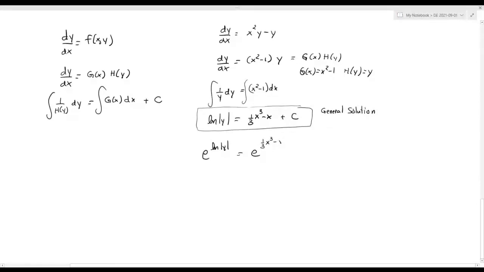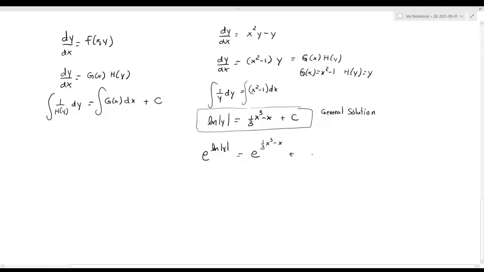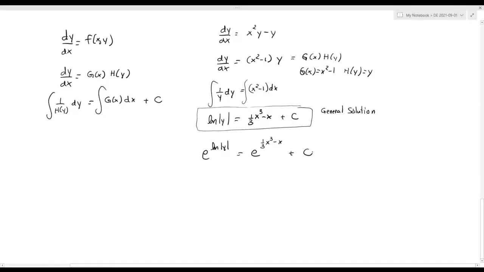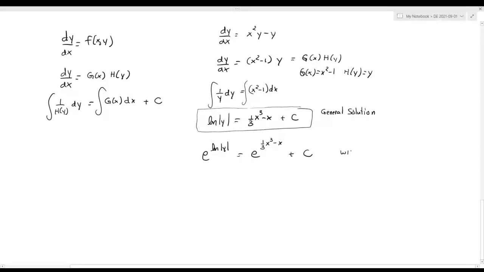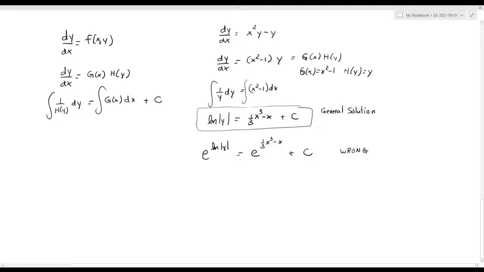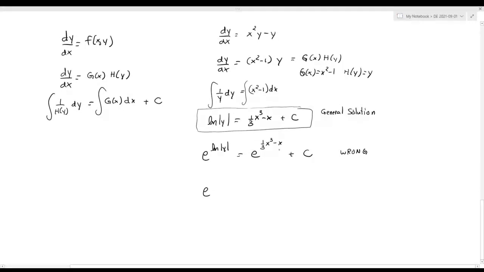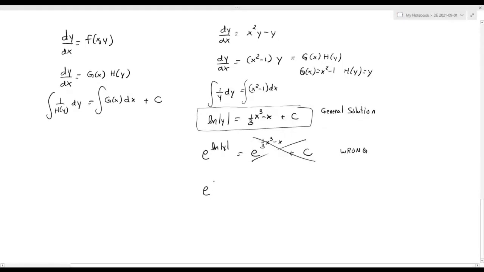Now, I'm going to write something that's wrong. This is wrong, and do you see why? Okay. So the problem is that I'm raising both sides to be the exponents, right? So this is wrong. Let me make sure I cross it out so nobody gets the wrong impression there. The whole right-hand side becomes the exponent in my exponential.